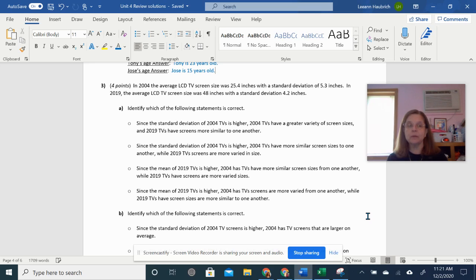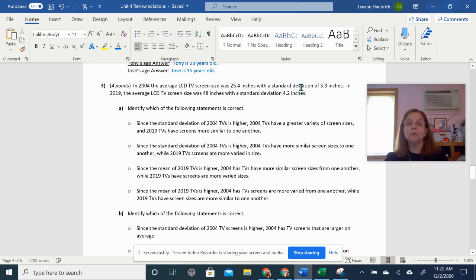Now, let's just take a quick look. Let's think about what's being said here. Okay, so in 2004, the screens were quite a lot smaller than they were in 2019. They went from just over 25 inches to 48 inches. They've almost doubled in size from 2004 to 2019.